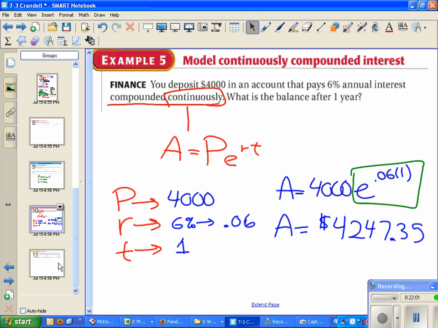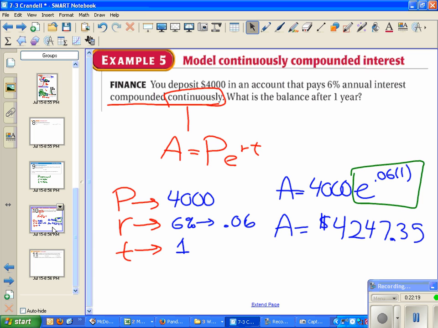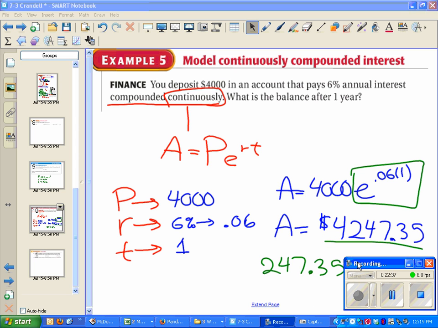And then for example 10, you can totally do that. Instead of 1 year, now we've got 2 years, 5 years, and 7.5 years. And the principal and the rate have changed. And then 11, finding the amount of interest. So let's go back to example 5. To find the amount of interest, we're going to just take the money we have, subtract 4,000. So our interest that we earned was $247.35. Okay, and this one's a little shorter, so I will see you in class tomorrow.